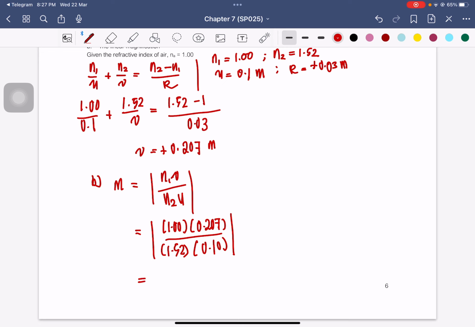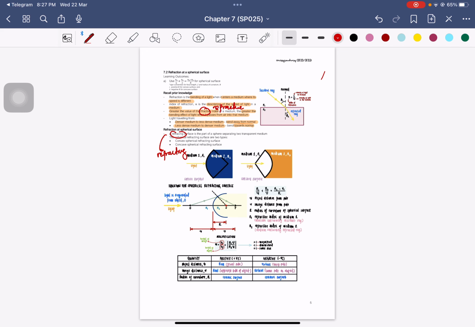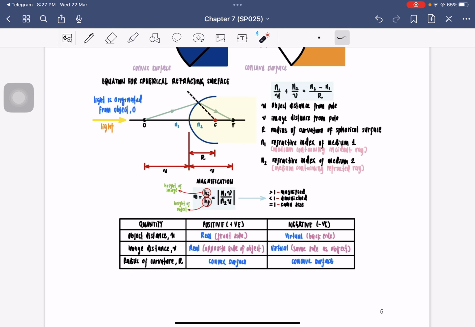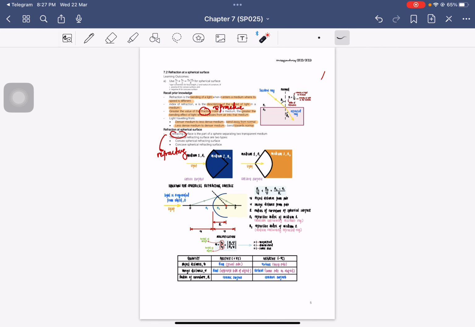So the magnification value is 1.36. Okay, so magnification tiada unit. So that is the magnification of the image. So it is greater than 1, telling us that the image is magnified. Right, so that is all for subtopic number 2, which is on refraction at a spherical surface. So make sure you know the steps on how do we solve the problem using this equation, and please remember this sign convention here. Right, so that's all for subtopic number 2.